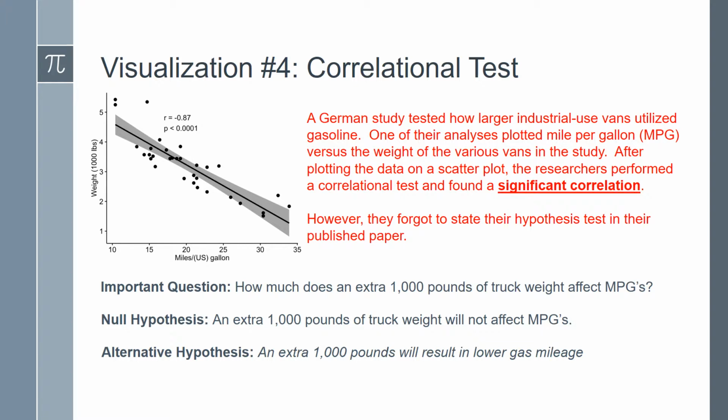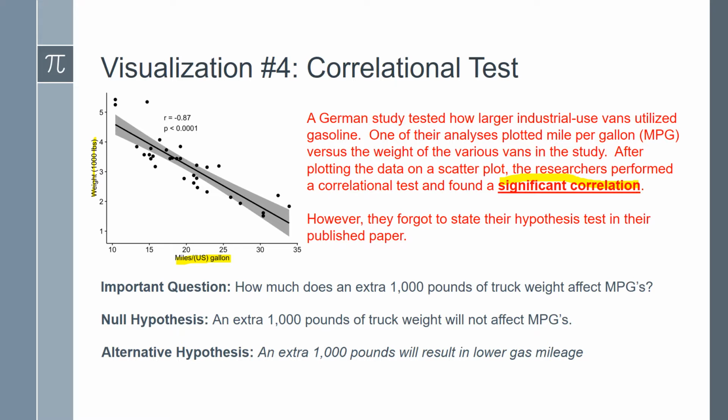Visualization number 4, the correlation test. Since it's determined that there is a significant correlation per the guidelines of this slide, we assume there is a significant relationship. So our question, therefore, must assume that significance. And the significance we're looking at is that weight is correlated to miles per gallon.